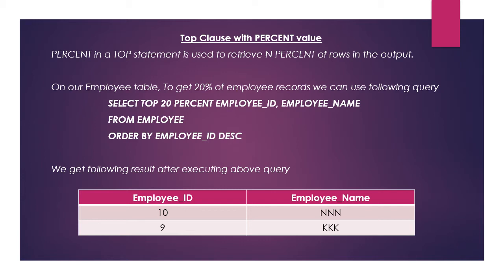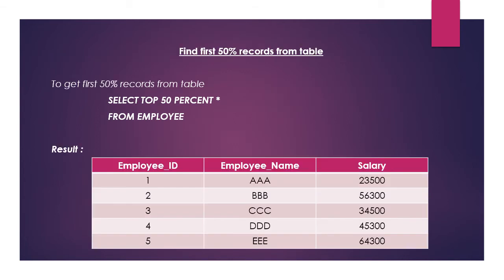So up till now we have covered the 3 topics: top clause, top clause with ties clause, and top clause with percent value. Coming to our next query of getting first 50% records from the table, we use this query. Select top 50 percent star from employee. The 50% of 10 is 5. So this query returns first 5 records of employee table as you see on the screen. This is one way.